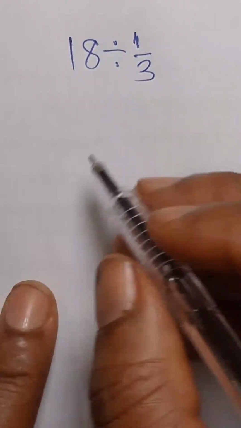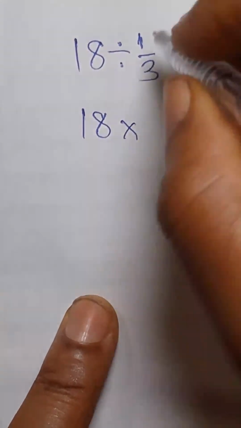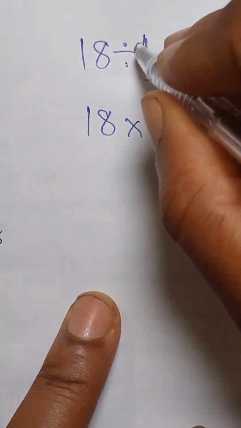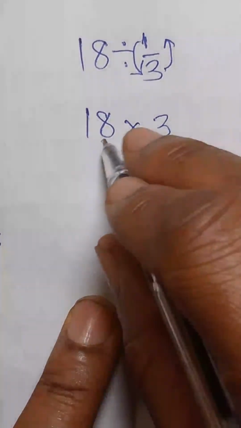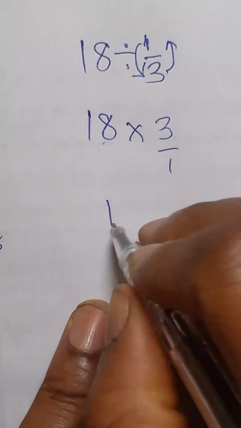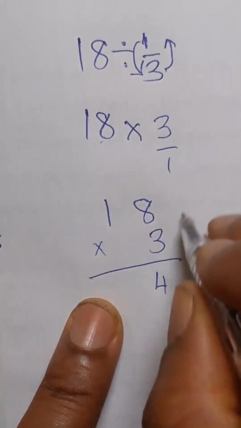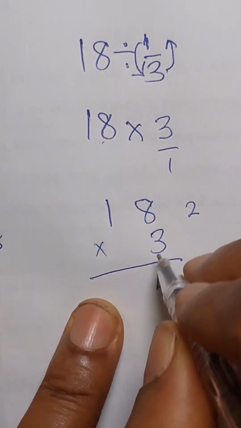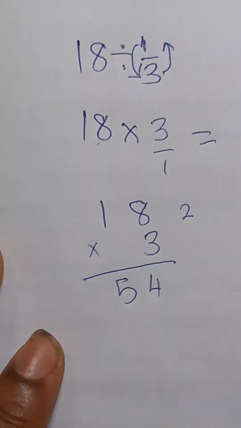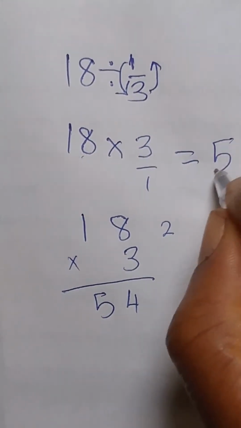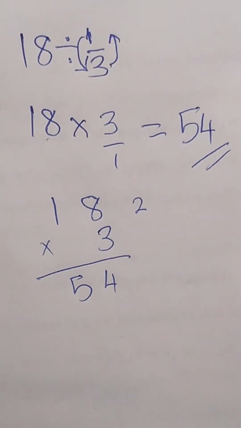So all we are going to do is write 18, change here to multiplication and flip this place. We'll let 3 go up and let 1 come down. If we do that, we have 3 over 1. So we're just going to multiply this out. Okay. So let's do 18 times 3. 8 times 3 is 24. We write 4, carry 2. 1 times 3 is 3 plus this 2, 5. So the answer is 54. All right. So the answer to that question is 54.